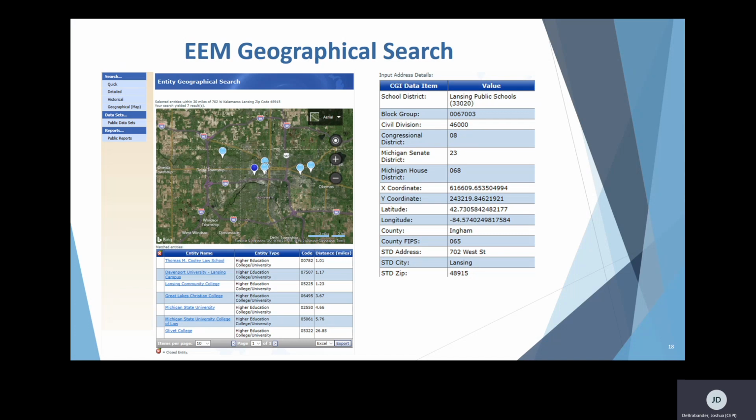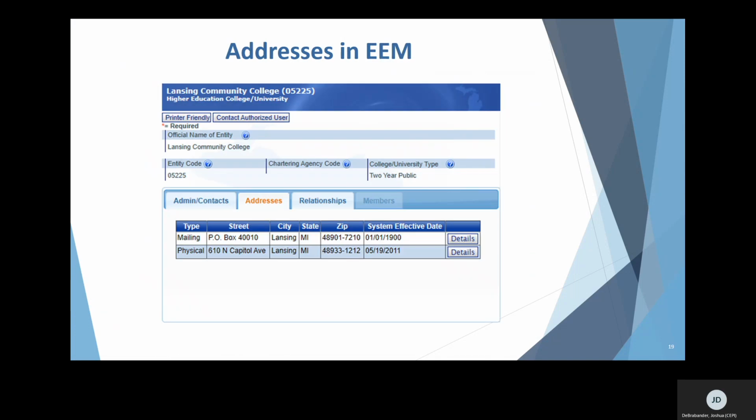It also provides me with an aerial map of the colleges around me so I can see where they are in relation to one another. The geographical search function is able to pull a list of entities using the physical address listed on the entity page in EEM. Every entity in EEM needs to also include the mailing and physical address. If your institution changes addresses, it's important to update the EEM so the correct address is displayed.